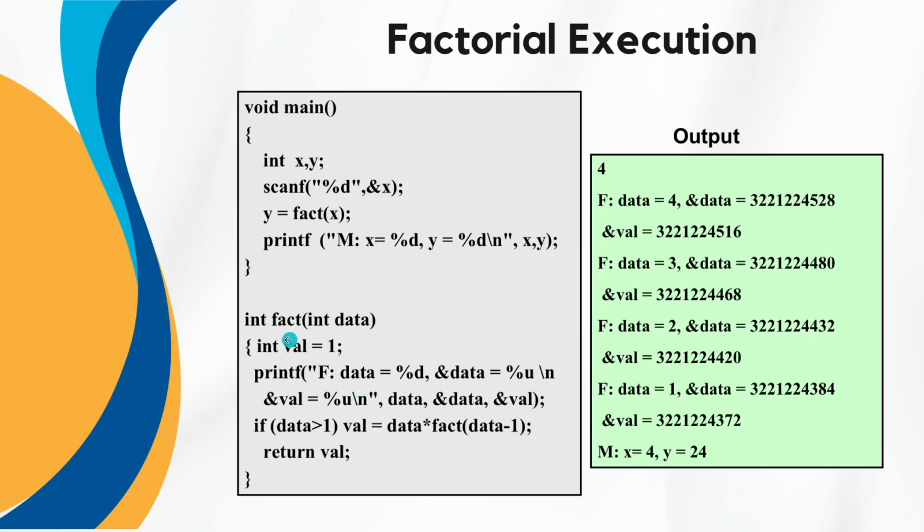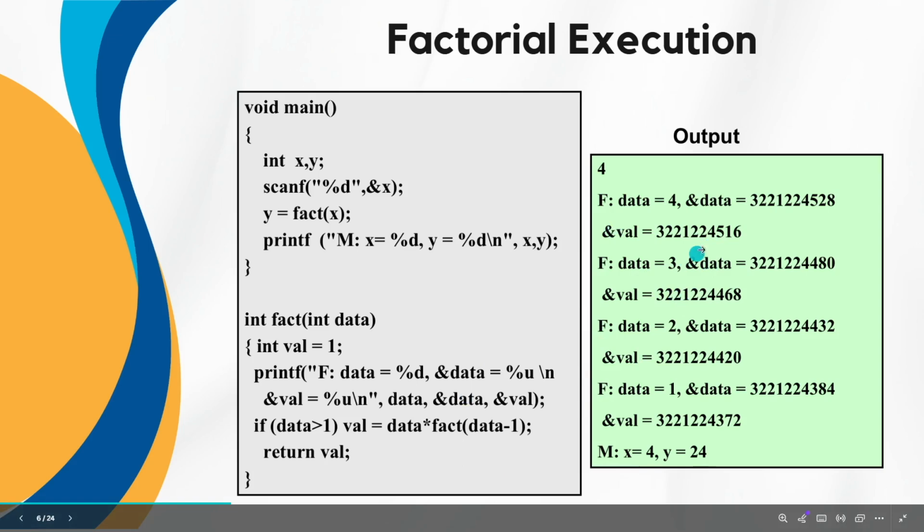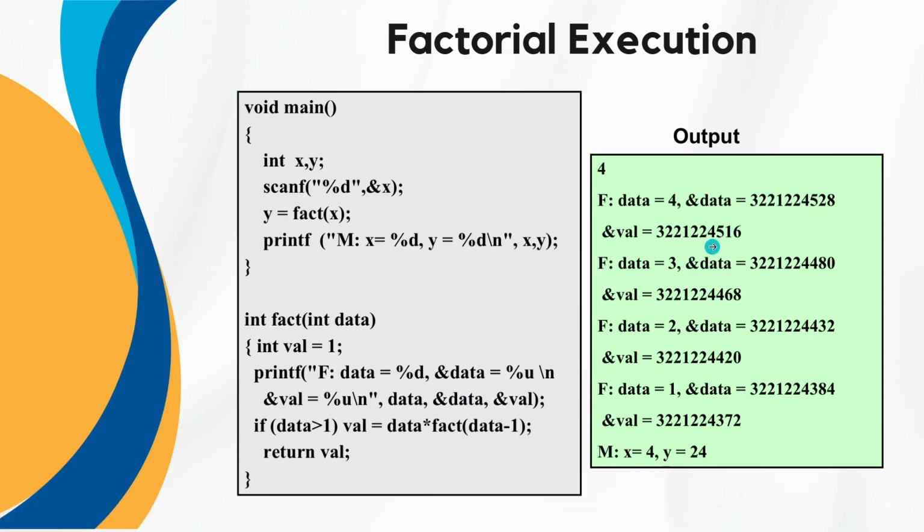We have a call to the function fact with the value for data as 4. So, that is why data has a value of 4, and you could see the address for data, some memory address, and the address for the variable val, that is also some other memory address. And every time, the memory addresses for data as well as for val are not the same, they keep on changing, which means the addresses for these variables are assigned at the time of execution.